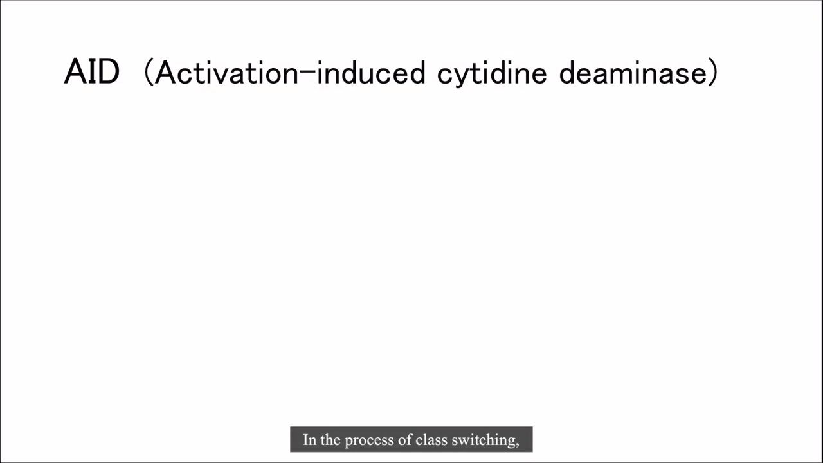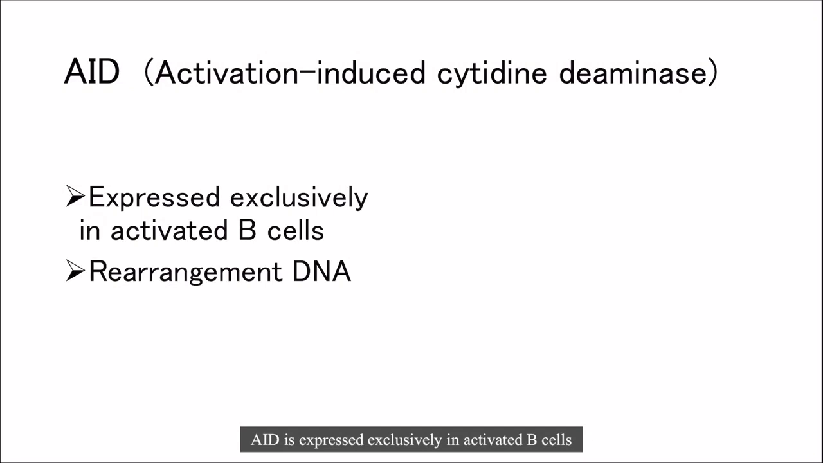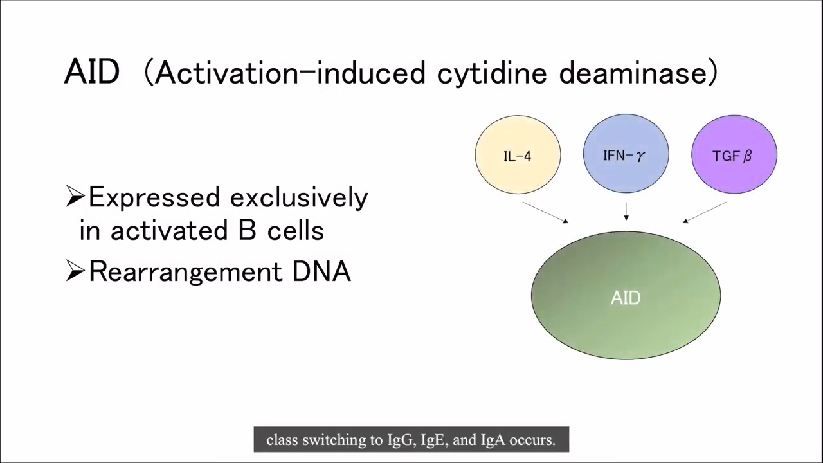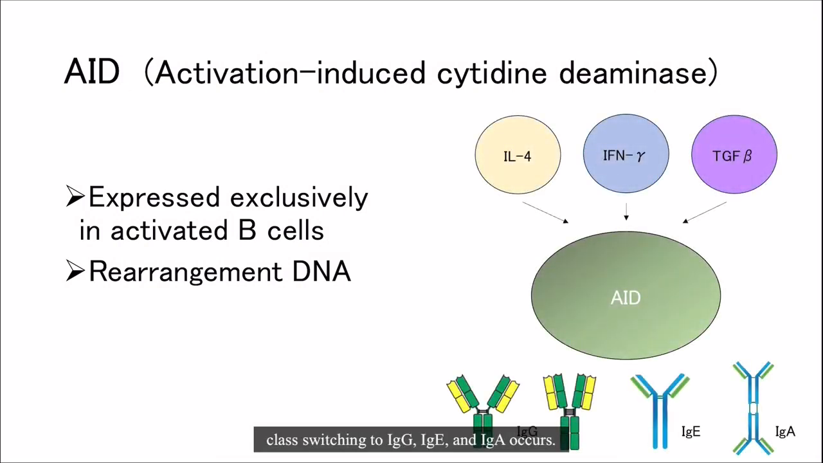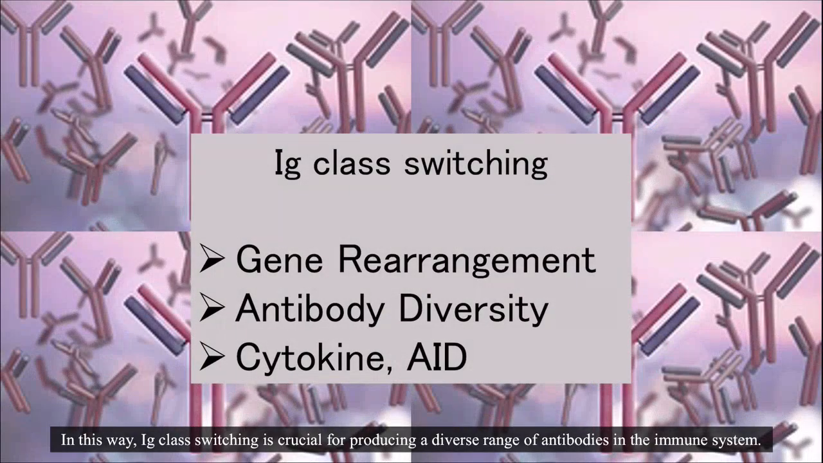In the process of class switching, AID, activation-induced cytidine deaminase, serves as an essential enzyme. AID is expressed exclusively in activated B cells and induces cleavage of the constant regions of antibodies, as well as rearrangement of DNA. Upon receiving signals from different cytokines, class switching to IgG, IgE, and IgA occurs. Therefore, in the case of AID deficiency, the produced antibodies are limited, leading to immunodeficiency. In this way, Ig class switching is crucial for producing a diverse range of antibodies in the immune system.